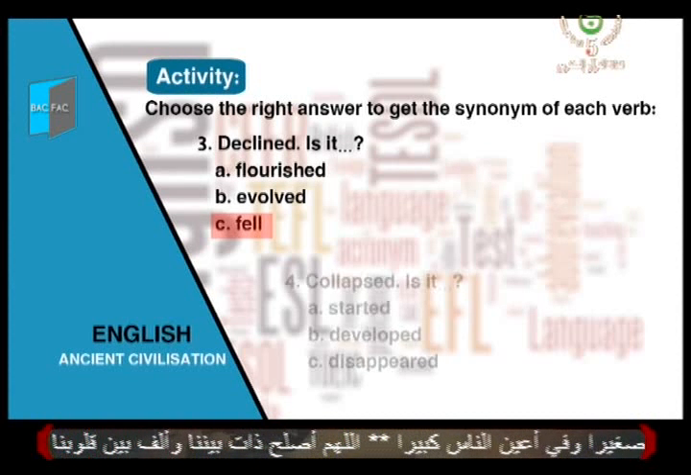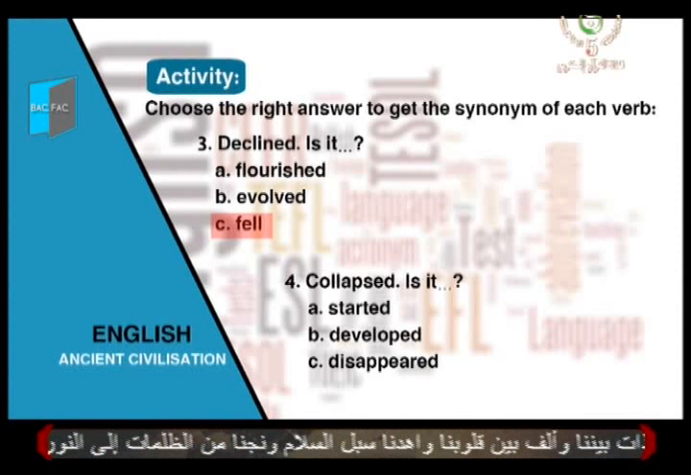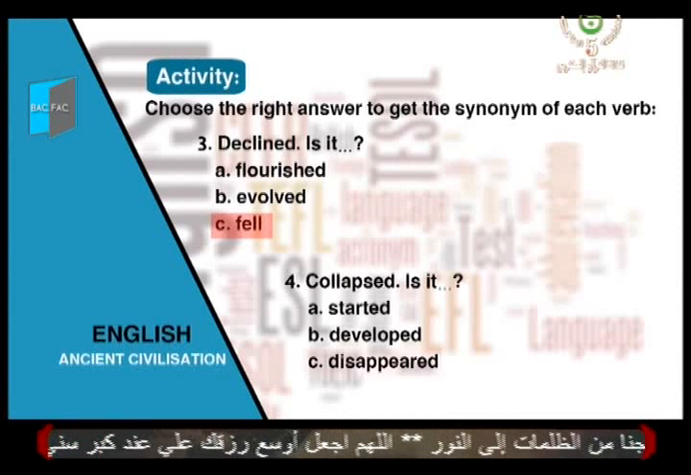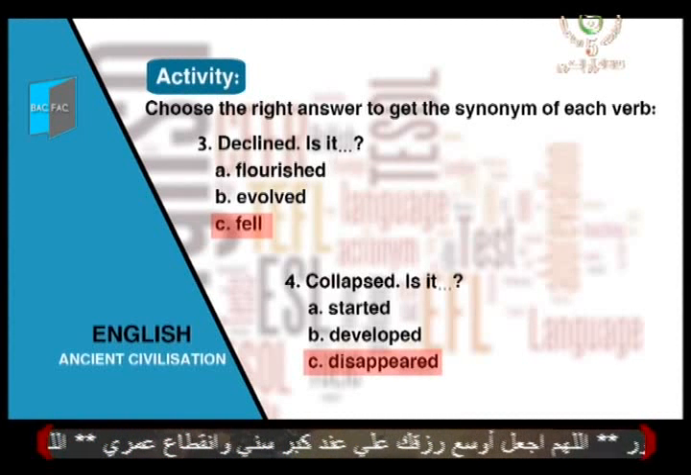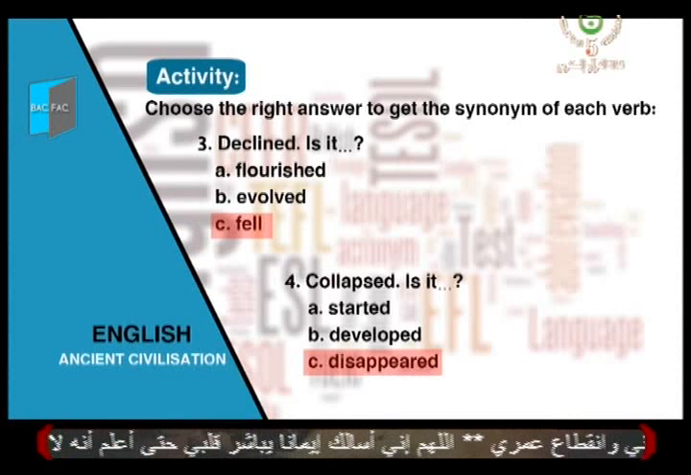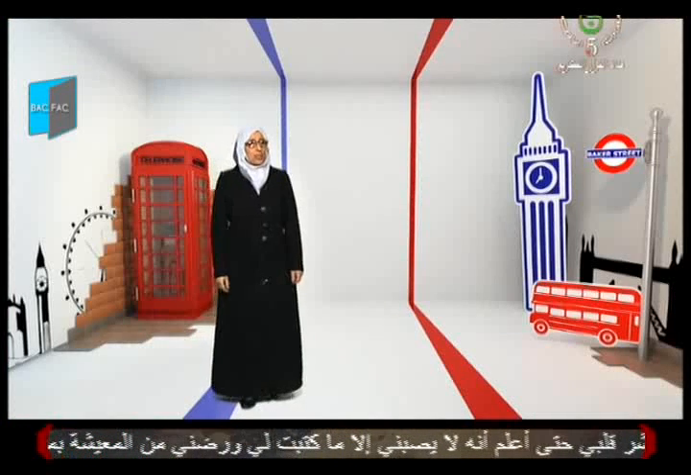The last verb, collapsed. Is it a synonym of started, developed, or disappeared? Of course, it is disappeared, because started is the synonym of emerged and developed a synonym of spread. Now, let's recapitulate all these verbs.